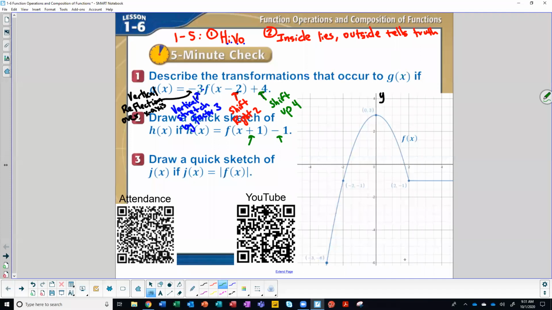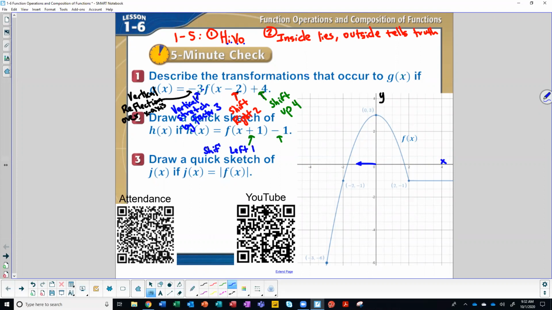All right, I have a student who gave me the correct answer. They said, this is inside, and inside is horizontal, and it lies. So instead of going right 1 on the x-axis, that would be telling the truth, it goes left 1 on the x-axis because inside is horizontal, and horizontal means x-axis. So this means go left 1, specifically shift left 1.